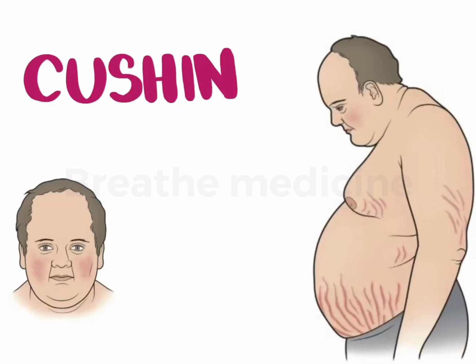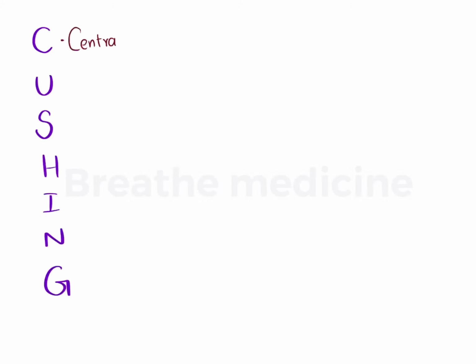In this video, we're going to discuss Cushing syndrome. Before we get into the topic, we'll have a look at the mnemonic with respect to the features of Cushing syndrome. So Cushing, C stands for central obesity, comedones, and collagen fiber weakness.